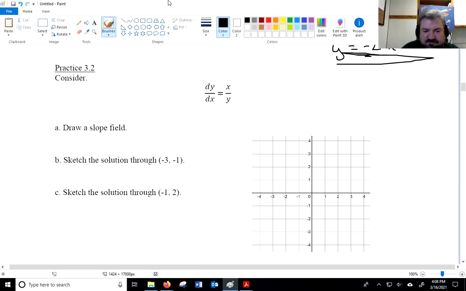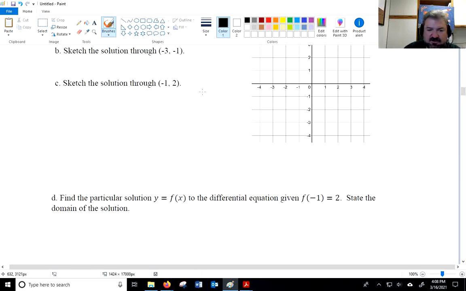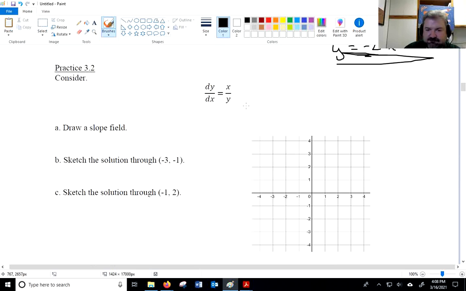All right, let's take a look at this one. I want you to draw a slope field, sketch a couple solutions, and then I assume we're going to solve the differential equation. Let's try it. All right, dy over dx equals x over y. So when x is 0, dy dx is 0. So it would be just like that. Now, not when x and y are 0, you get 0 over 0. We're not going to look at that.